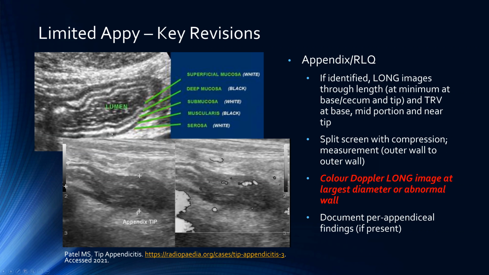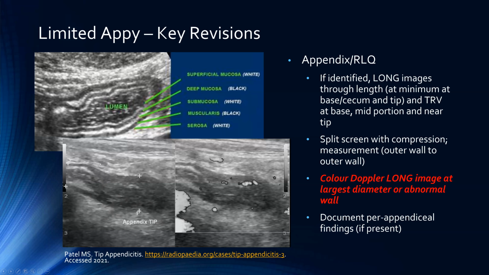And one of those things is potentially this loss of normal gut signature, which, as we all know, is made up of 5 alternating layers of hyperechoic and hypoechoic tissue: serosa, muscularis, submucosa, deep mucosa, and superficial mucosa. Generally, these will be relatively preserved in early stages of appendicitis, but as you progress to the gangrenous stages of appendicitis, often you're going to start to lose the differentiation of those walls.